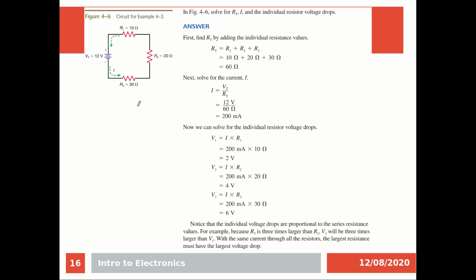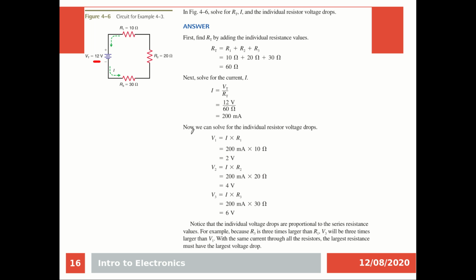Okay, so first you just use the previous equation, very easy. As I said before, the total resistance in the circuit, because it's a series connection, you will just sum all of them. 10 plus 20 plus 30, it is 60. Now solve for the current. What is the total current? I is equal to the total voltage, which is here 12, divided by the R total, which is 60. Okay, so 12 over 60, it is 200 milliamperes.